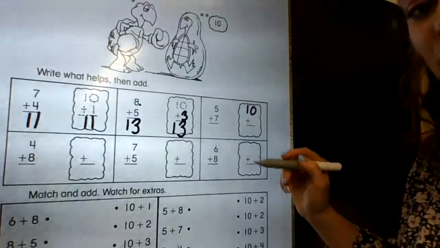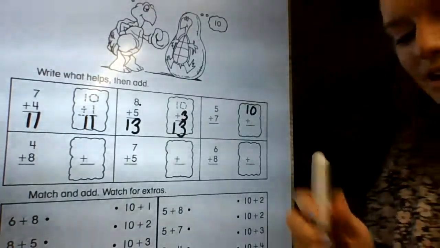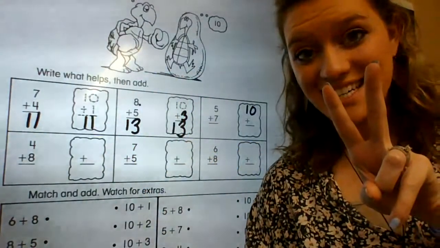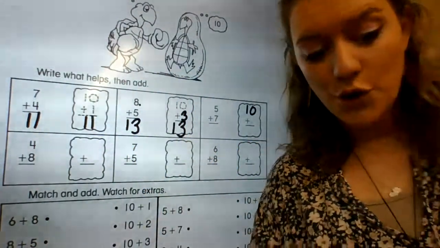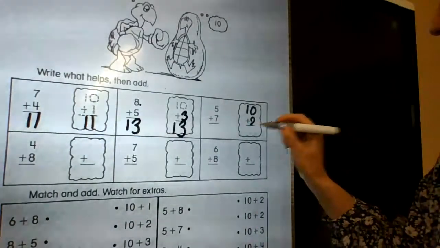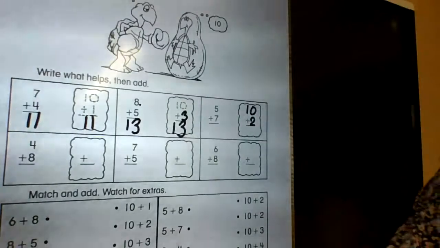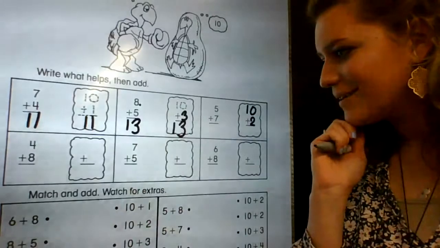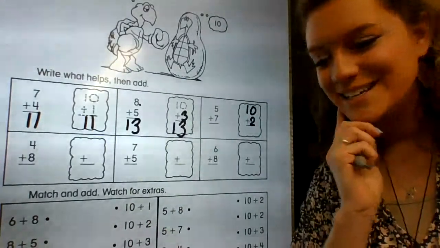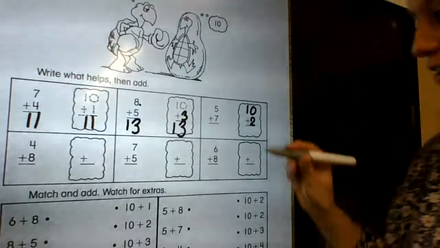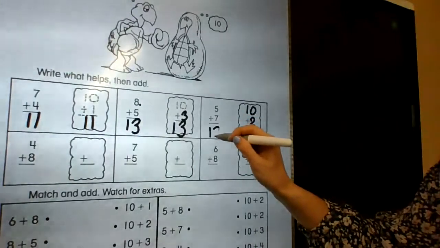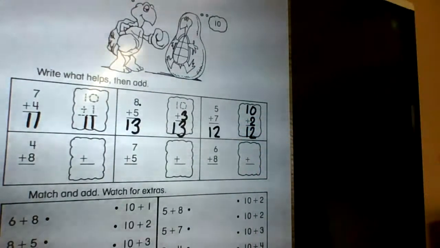But if I had 7, and I had to take away 5 of those to get to 10, how many are left? 2. 2 are left, so we're going to end up doing 10 plus 2. What is 10 plus 2? Think about it in your head. 10 plus 2 is 12. So 5 plus 7 is also 12. I think we're getting the hang of it.